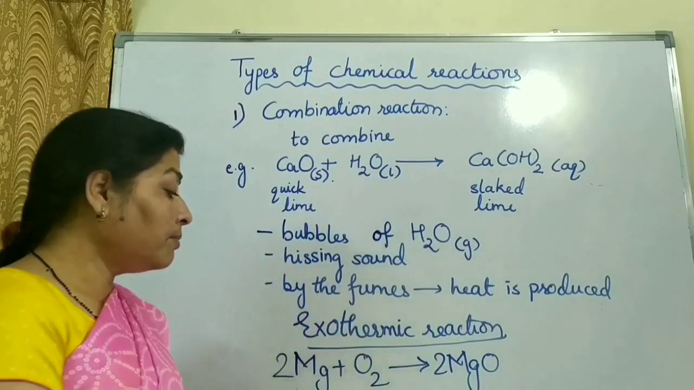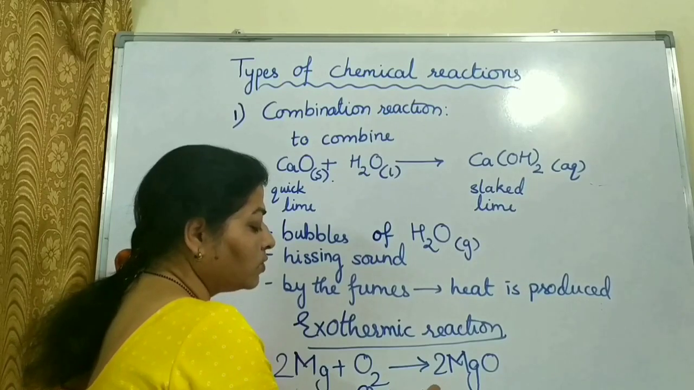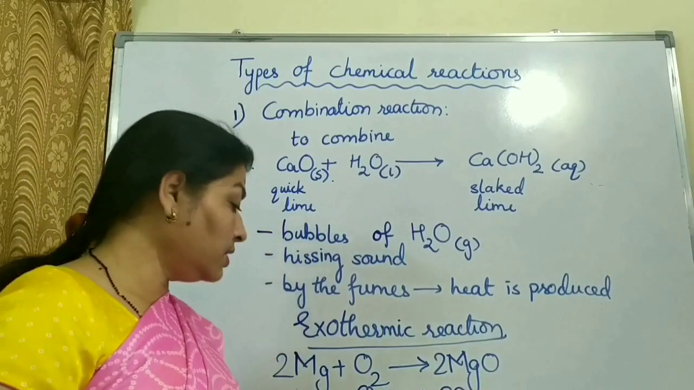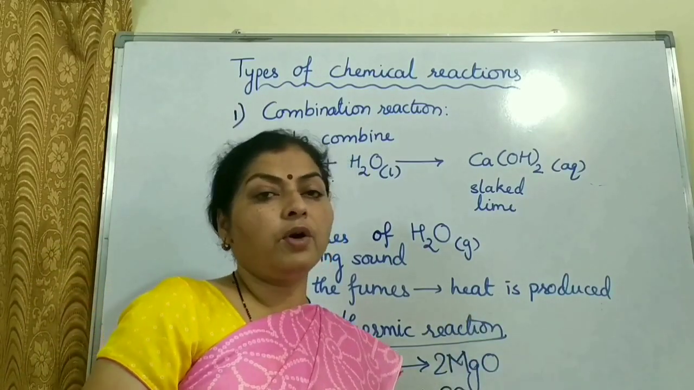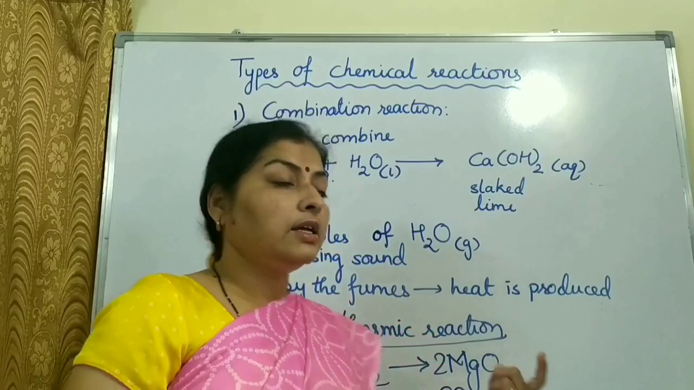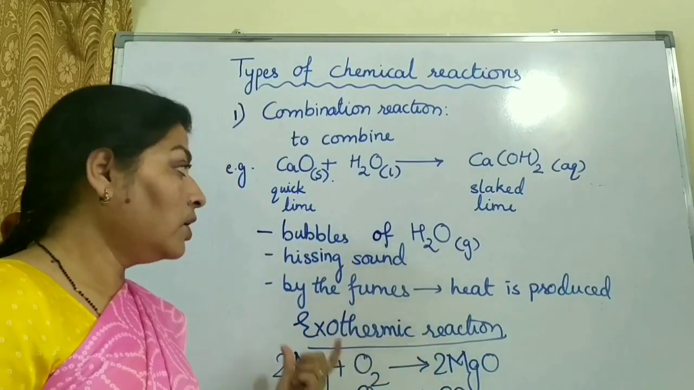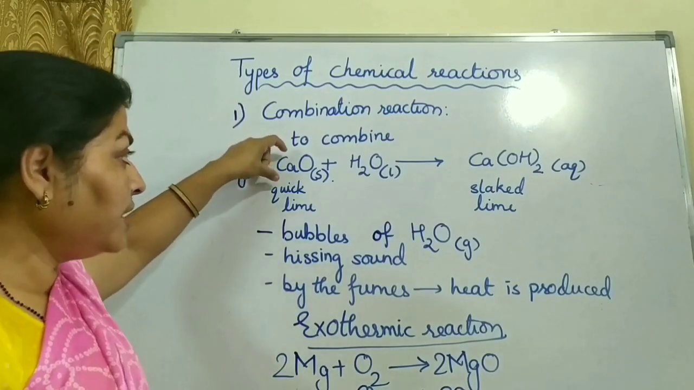Okay. Then again, burning of coal, it is also an exothermic reaction. C plus O2 gives CO2. So solid coal is burning in the presence of oxygen. They are combining to form CO2 gas. As we all know that on burning of coal we get heat and light. So it is also an example of exothermic reaction. Okay. So we have seen the combination reaction.